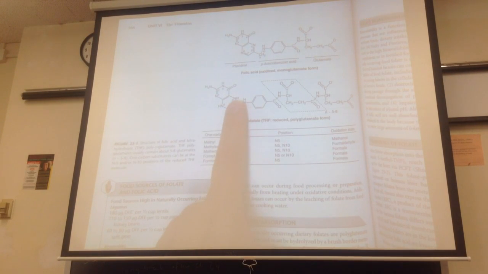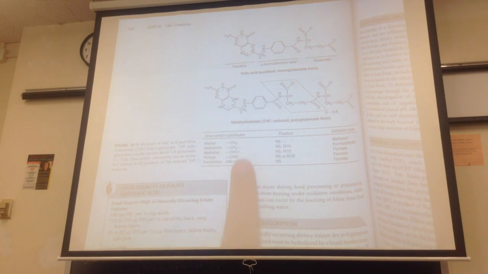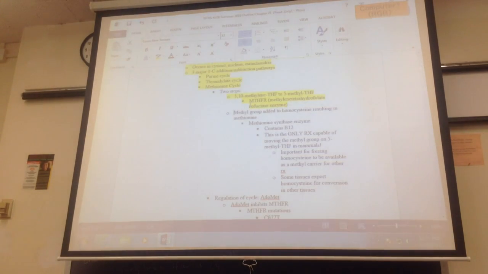It means that 5,10-methylene. What's methylene? CH2, right? So in here you've got a CH2 attaching these two things. So what do you do? You reduce it, because it was attached, and then you go to 5-methyl-THF.